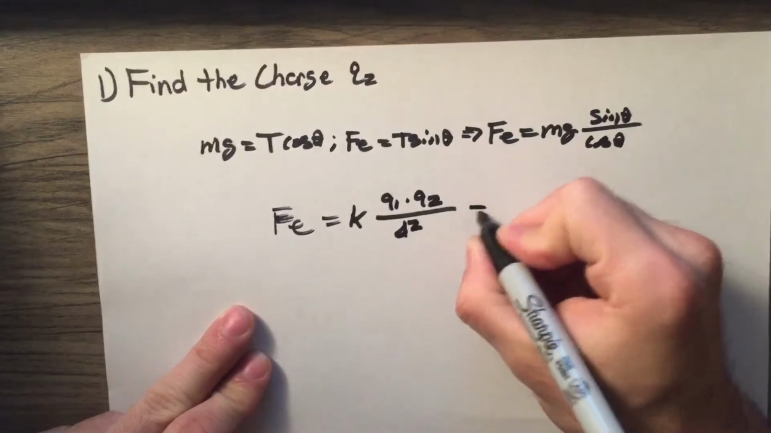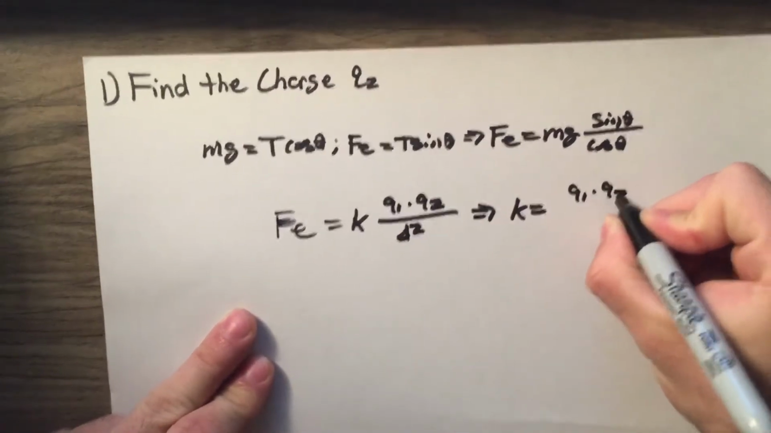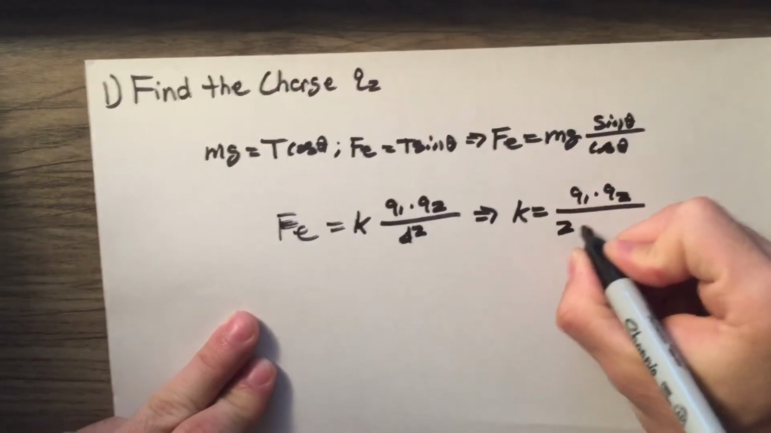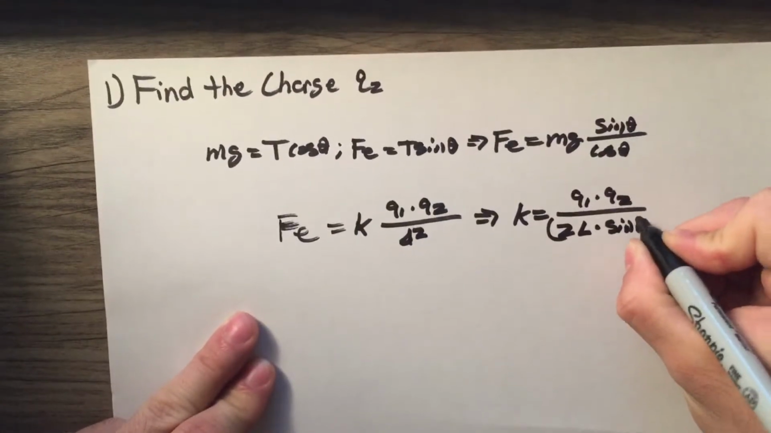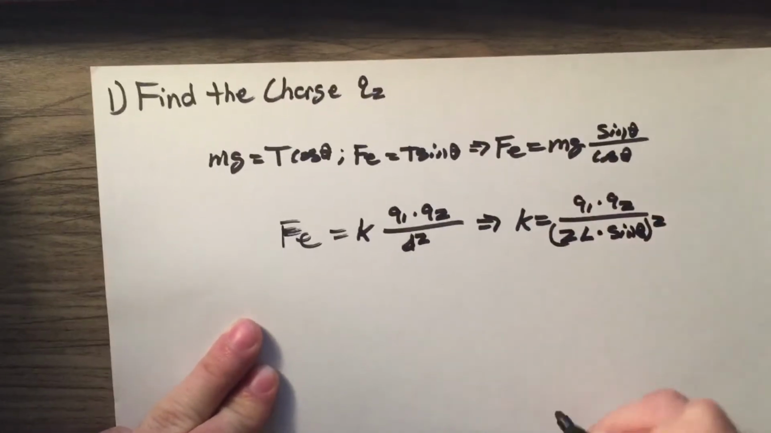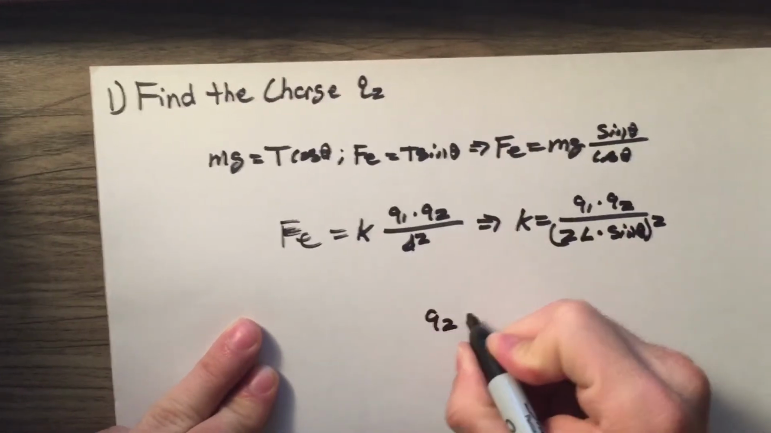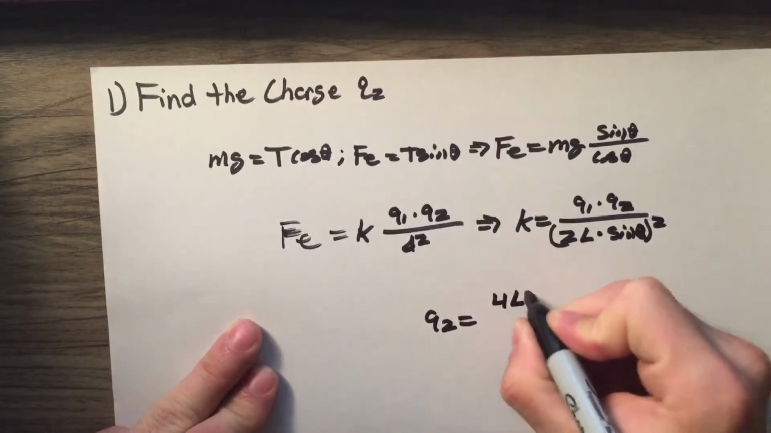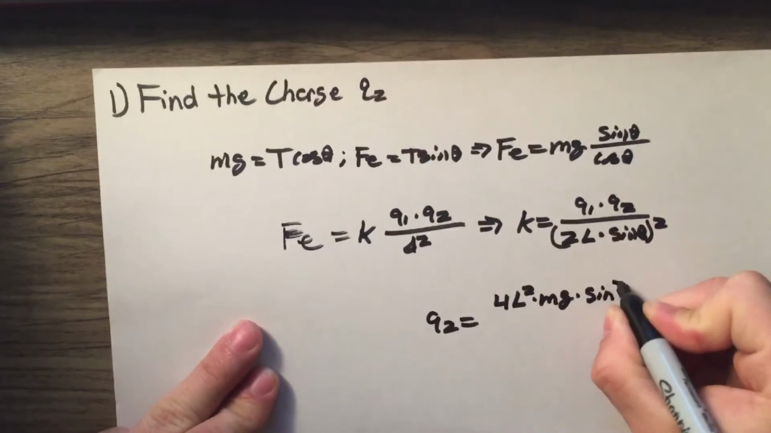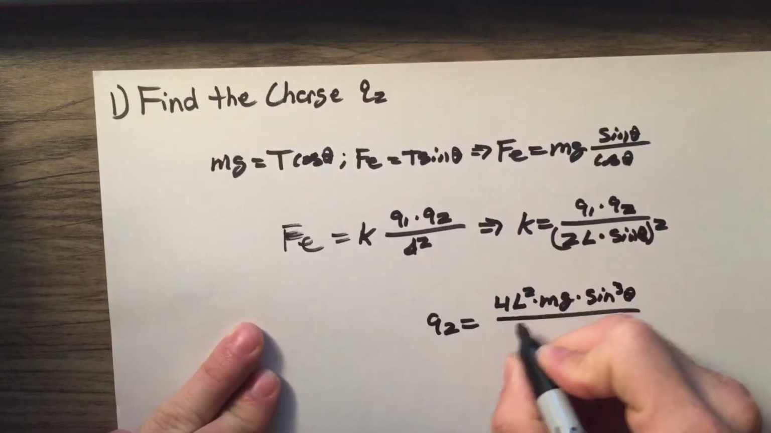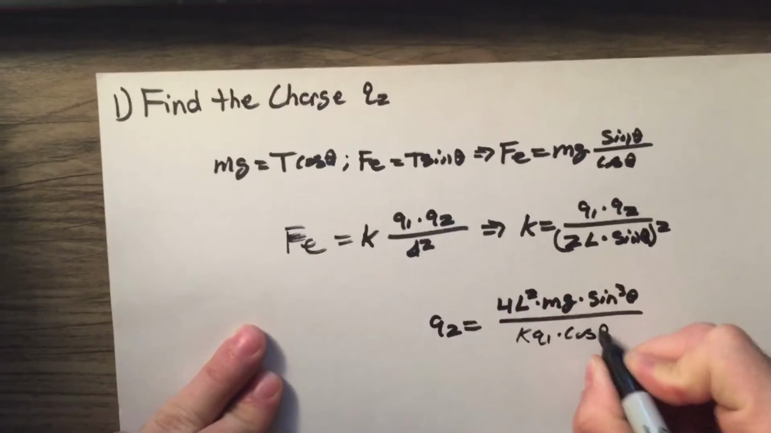Now, rearranging this equation, we could get K to equal Q1 times Q2 over 2 times our length times sine theta, and all that will be squared. Now, rearranging the equation to solve for Q2, we will get Q2 equal 4 times our length squared times mass times gravity times sine cubed theta all over K times Q1 times cosine of theta.